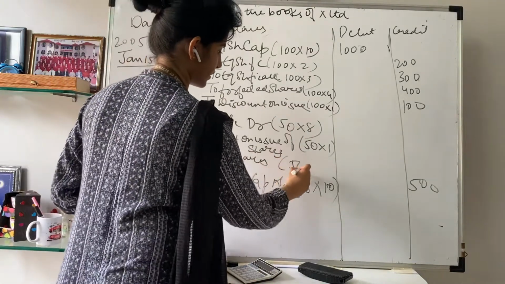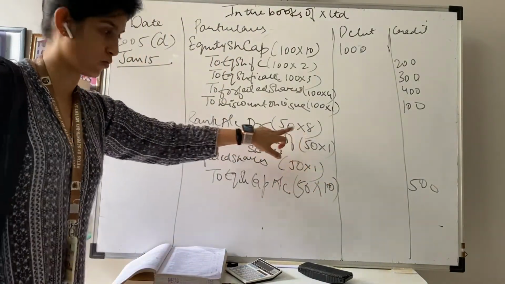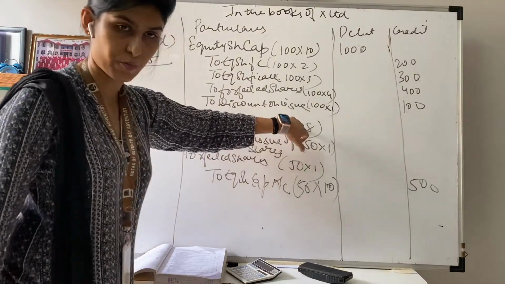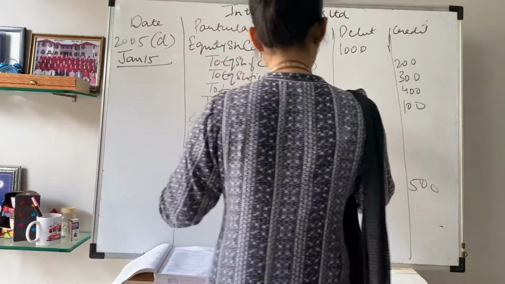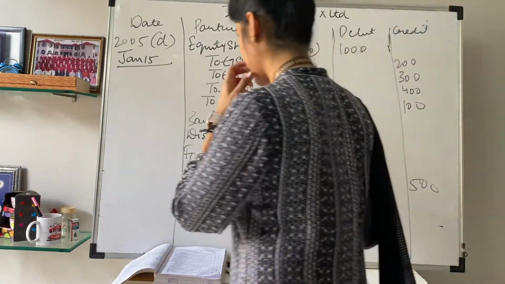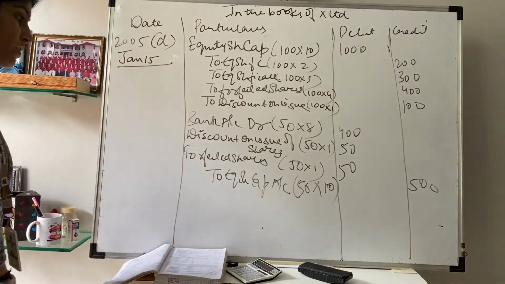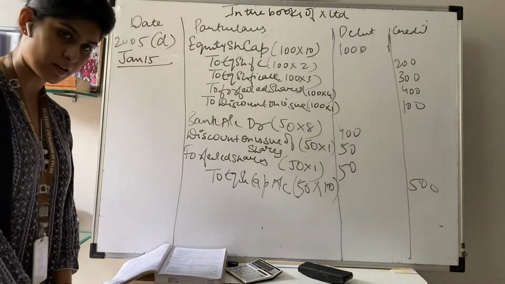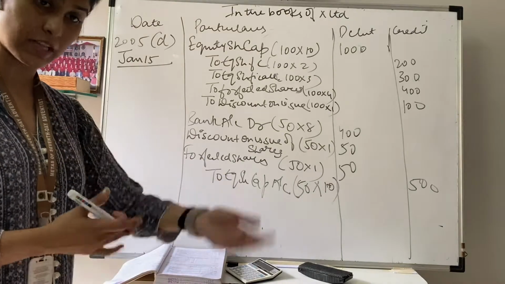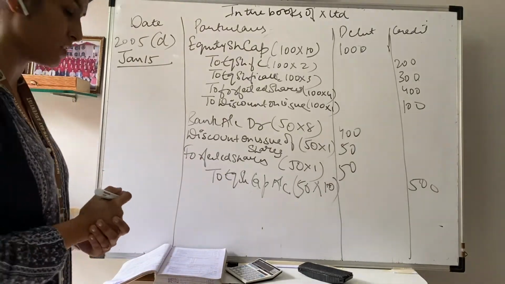Left out is your forfeited shares. This is the amount we have received at the time of reissue. 50 shares reissued at rupees 8. So the amounts will be 400, 50 and 50. The final part is your to equity share capital. We'll pass down the entry for capital reserve for this much reissue, then we'll again pass the entry for reissue, then capital reserve. So we'll calculate capital reserve twice.